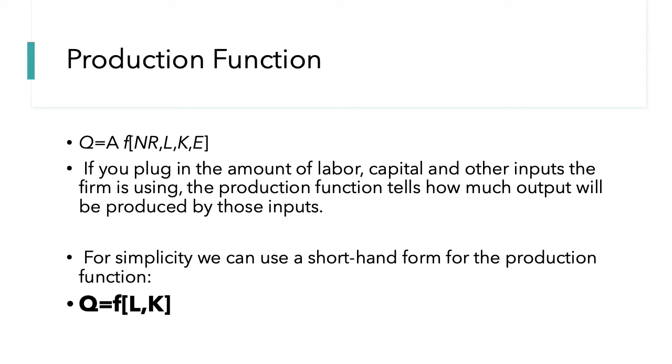The production function: the quantity of output Q depends on technology, natural resources, labor, capital, and entrepreneurial ability. So the idea is if you plug in an amount of labor, capital, and other inputs the firm is using, the production function tells us how much output will be produced by those inputs. For simplicity, we use a shorthand version where we basically say that output is a function of labor and capital. We're not going to be using natural resources or entrepreneurial ability for our work.